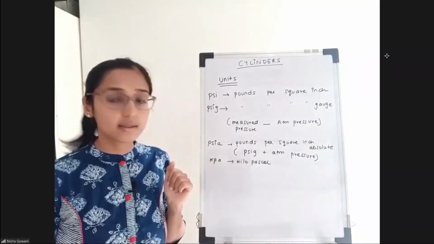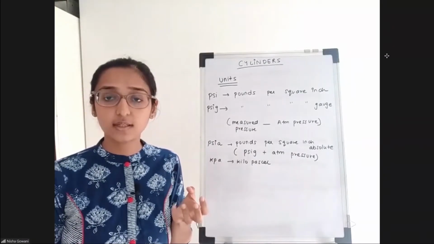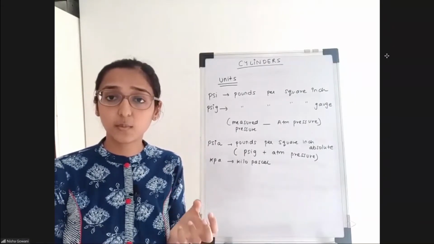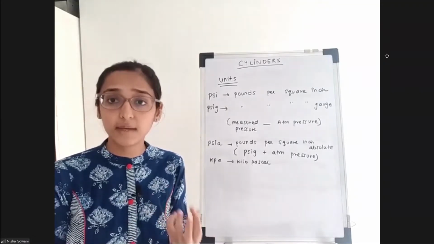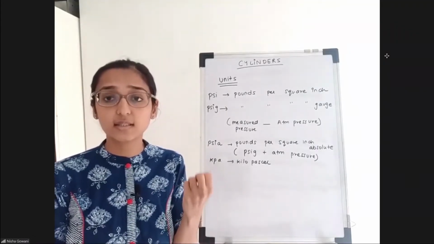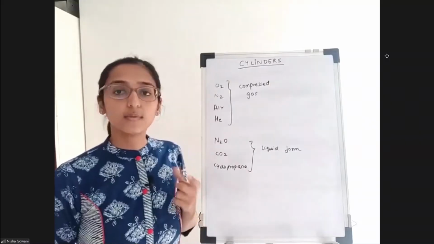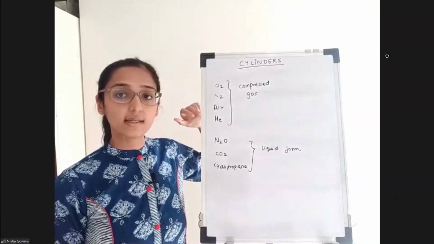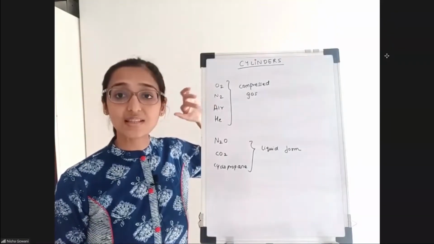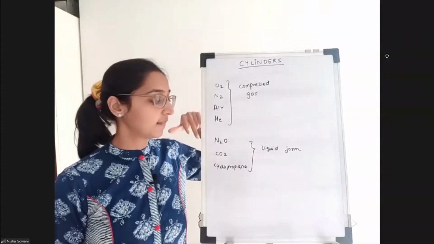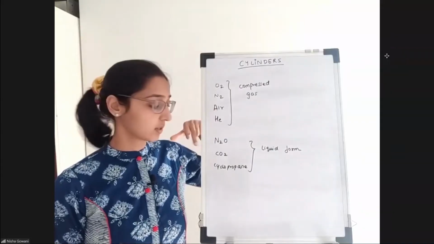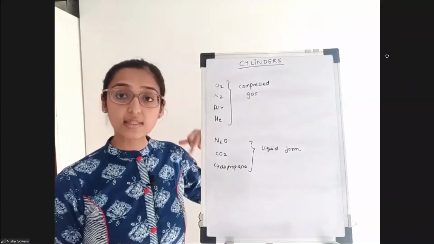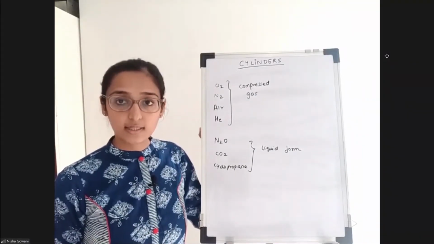Now let's see the contents of the cylinder, because the contents can be in the liquid form, the gaseous form, or a mixed form. Let's see which gas exists in what state in the cylinder. Oxygen, nitrogen, air, and helium exist in the compressed gas form, whereas nitrous oxide, carbon dioxide, and cyclopropane exist in the liquid form in the cylinder.